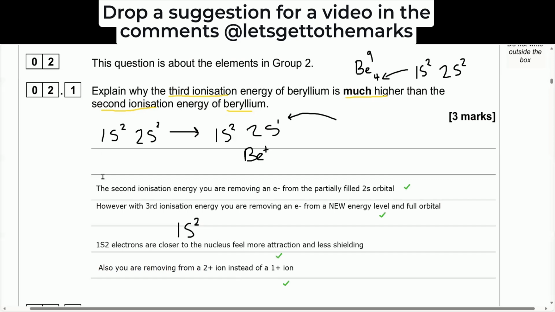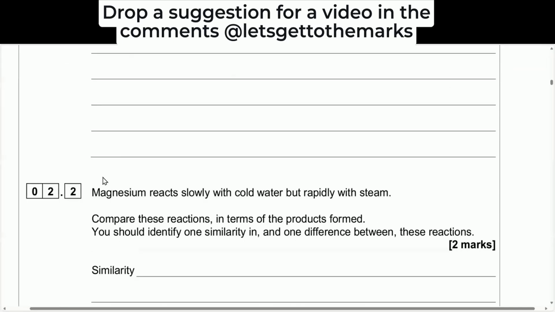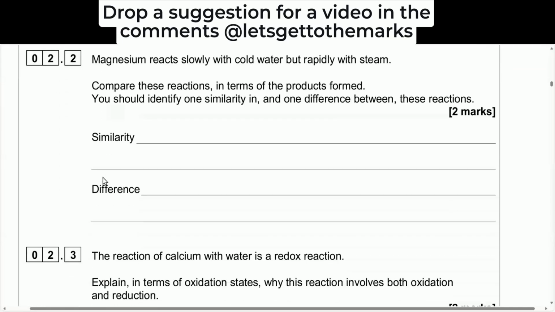Awesome. All right, let's move on to the next part of the question. So 2.2: magnesium reacts slowly with cold water, but rapidly with steam. Compare these reactions in terms of the products formed. You should identify one similarity and one difference between these reactions. So this is where, if you haven't done your revision, you'll be a little baffled.